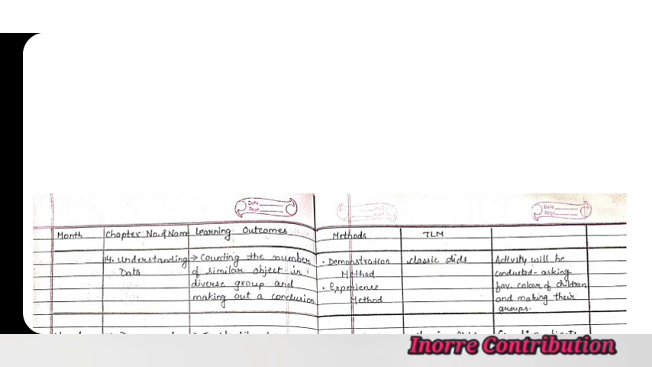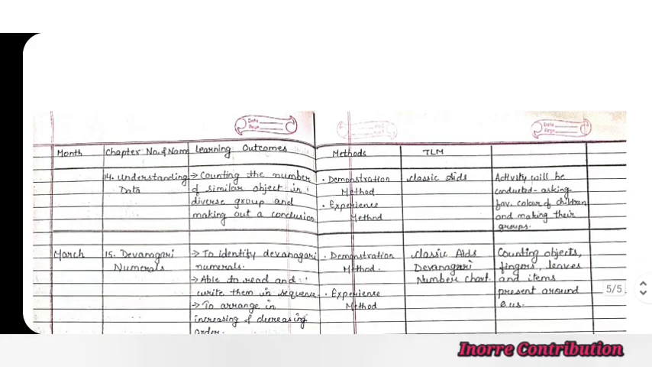Chapter number 14, understanding data. Learning outcome: counting the number of similar objects in a diverse group and making out a conclusion. Method: demonstration method and experience method. TLM: classic aids. Activity to be performed: conduct asking the favorite color of children and making their groups.